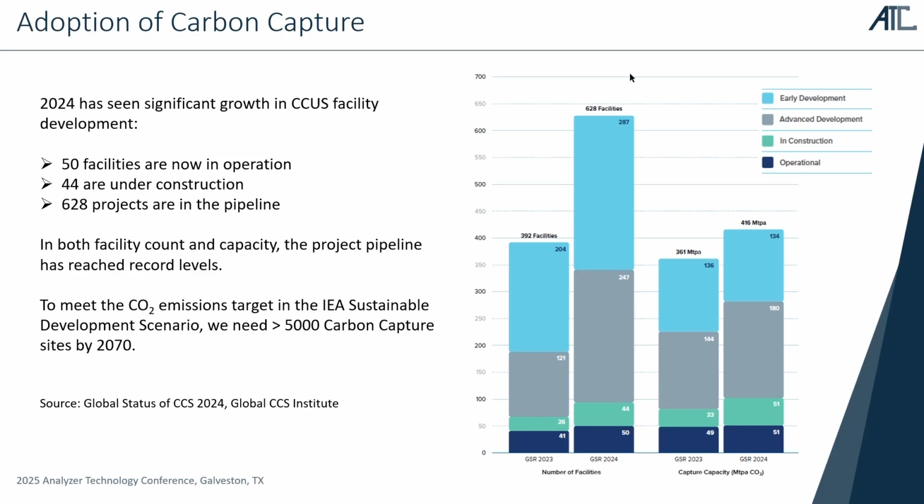But currently, by burning fossil fuels, we release around 37 billion tons of CO2 into the atmosphere. So you can see it's only a fraction of what we're currently emitting through anthropogenic activities. There are also 600 projects in the pipeline, and that's reached record levels. You can see it has the potential to be a rapidly growing market. But to meet the CO2 emissions target in the IEA Sustainable Development Scenario that I just showed, we would need over 5,000 carbon capture sites by 2070.